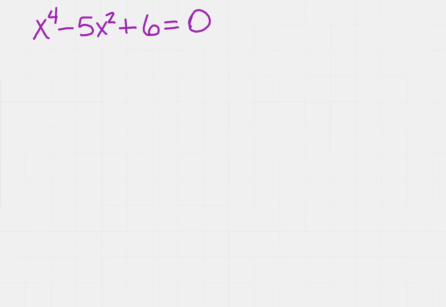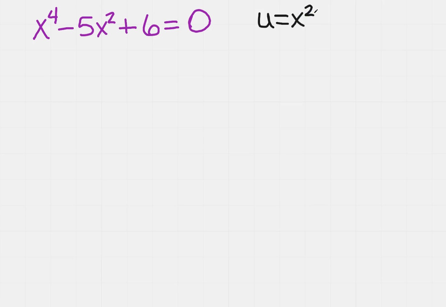So I look at this problem, and when I first look at it, I'm thinking it kind of looks like a quadratic equation, but I've got x to the fourth. And I really think life would be easier if this was a quadratic equation. You know what? Maybe I can make it a quadratic equation by using some substitution. So what if I let u equal x squared?